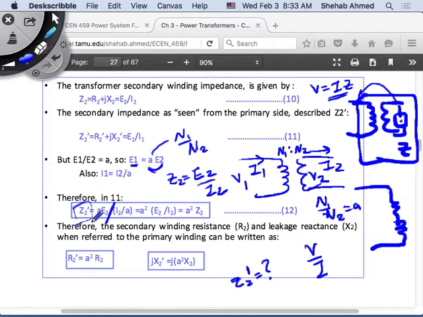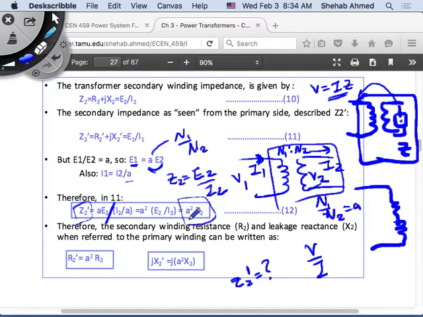So then Z2 prime is equal to the voltage on the primary side divided by the current on the primary side, represented as a quantity using secondary quantities. E2 is a secondary quantity, I2 is a secondary quantity. But I've referred E2 and I2 to the primary side using A times E2 and I2 over A. So A times E2 is the voltage, and I2 over A is the current on the primary side. This is my primary current now. If you simplify, you'll get A squared E2 over I2, and you will get A squared times Z.